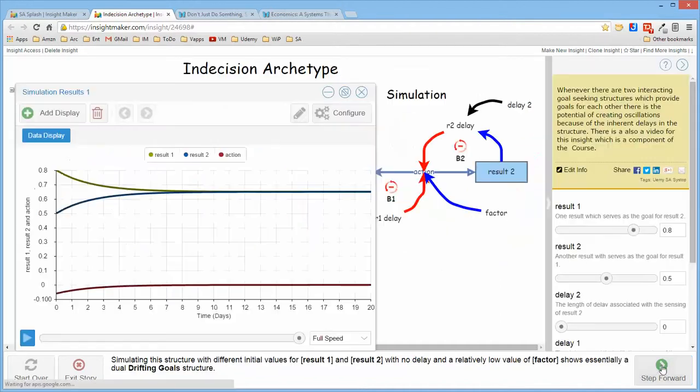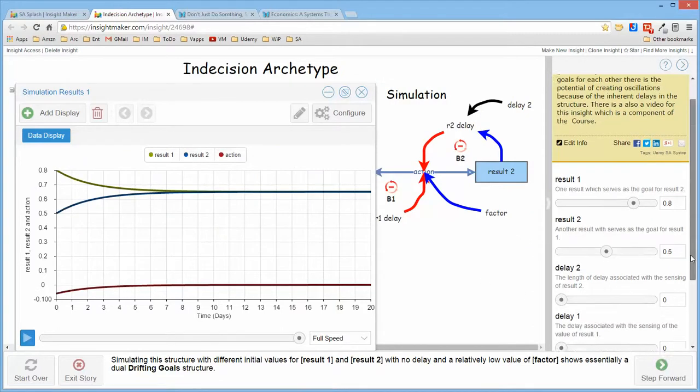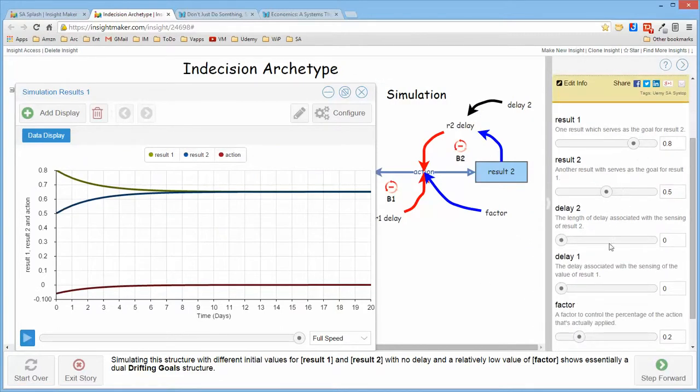When I go ahead and initially simulate this with result 1 and 2 being slightly different from each other, and there being no delay and a relatively small factor, it behaves as one would expect two drifting goal structures to. Result 1 drifts from where it was down to, I don't know, about 7.5, while result 2 is attempting to reach result 1, but they end up stabilizing at 7.5. So it looks like a drifting goal structure.